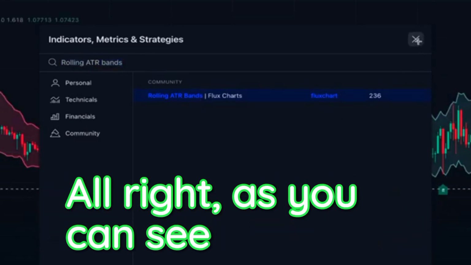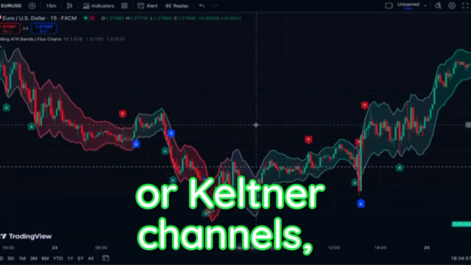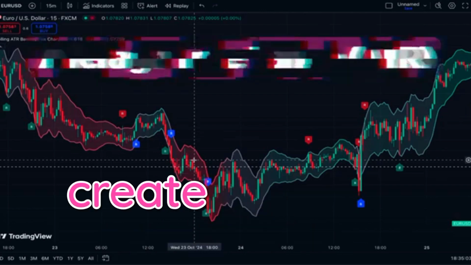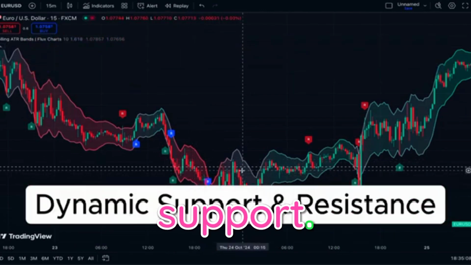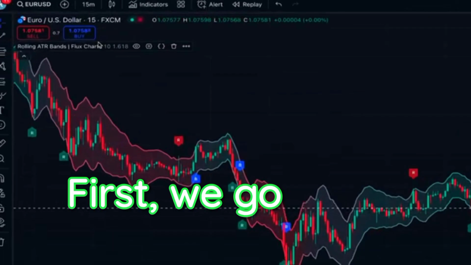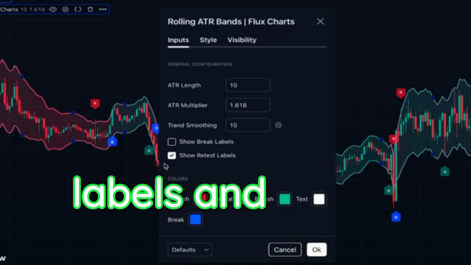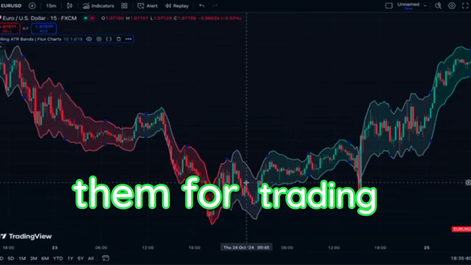Alright, as you can see, a band is added to the chart, something like Bollinger Bands or Keltner Channels, but this is different. This indicator uses ATR to create this band around the price, which can act as a dynamic support and resistance level. First, we go to the settings of the indicator, and here we remove break labels and retest labels because they are distracting and we're not going to use them for trading decisions.